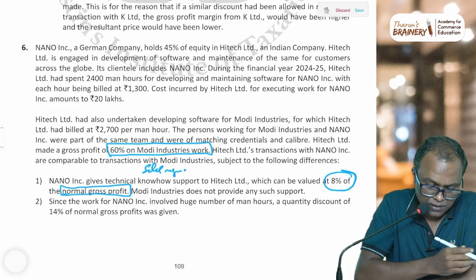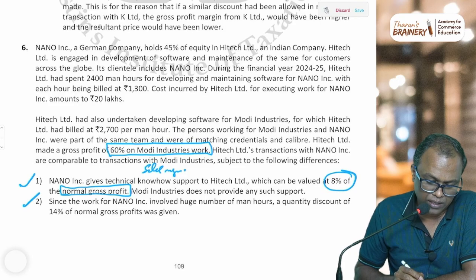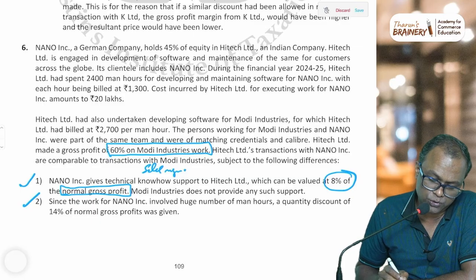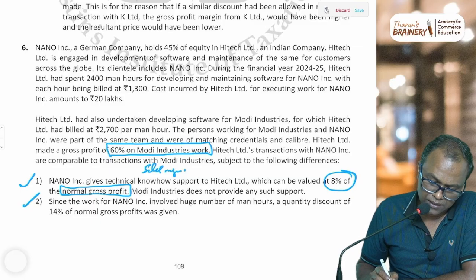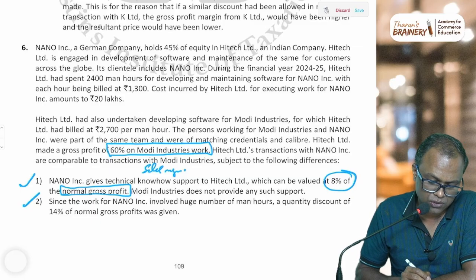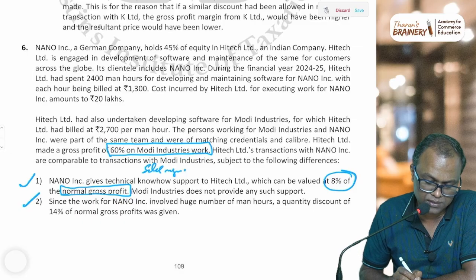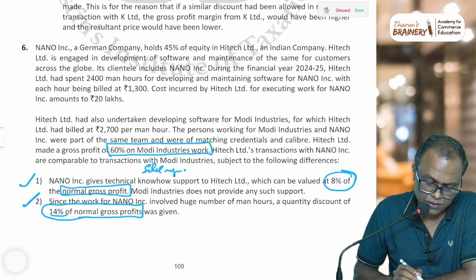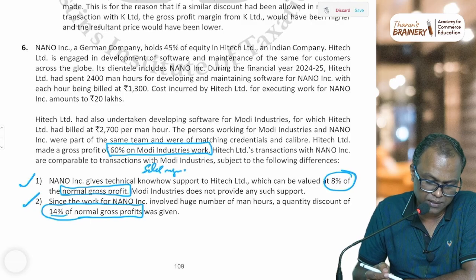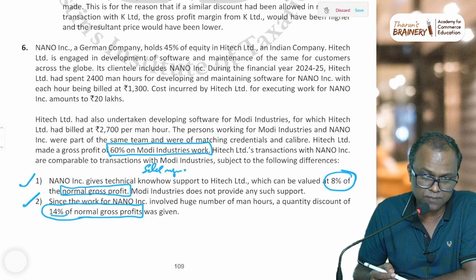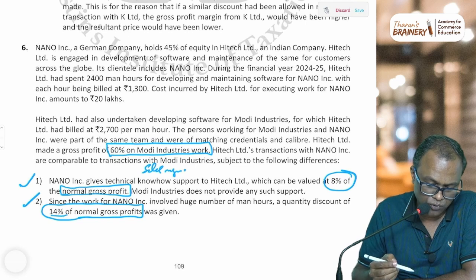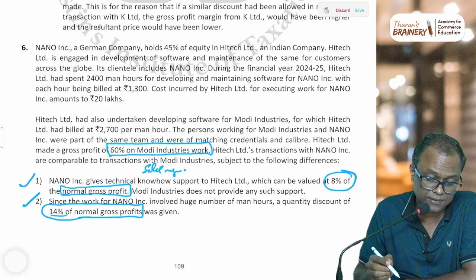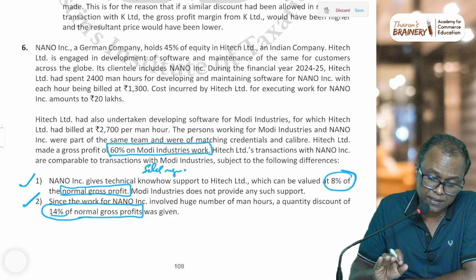And second one, since the work for Nano Incorporation involved a huge number of man hours, a quantitative discount of 14% of normal gross profit was given. That is also 14% of normal gross profit. So for related party, they gave a quantitative discount. And for related party provided technical know-how. That means for unrelated party, they are not providing technical know-how.